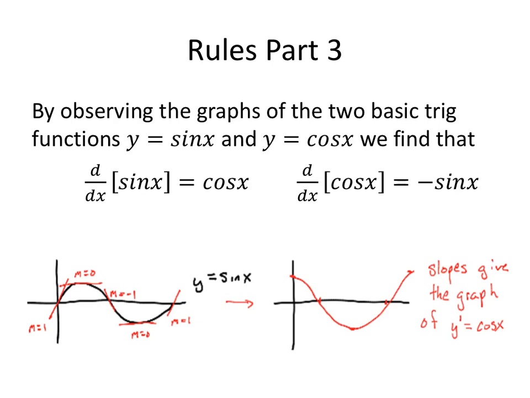Part 3 of our rules, we could take a look at two basic trig functions. The graph of the sine of x, right? Sine is this nice little S-curve here. And if I were to estimate the slope at 0, at pi over 2, at pi, at 3 pi over 2, and at 2 pi, I would find that I get exactly the values that are the graph of cosine. And so this is one way, graphically, of showing that the derivative of sine of x is cosine of x. And we could do a similar type of drawing for the derivative of cosine of x, which is the negative sine of x.